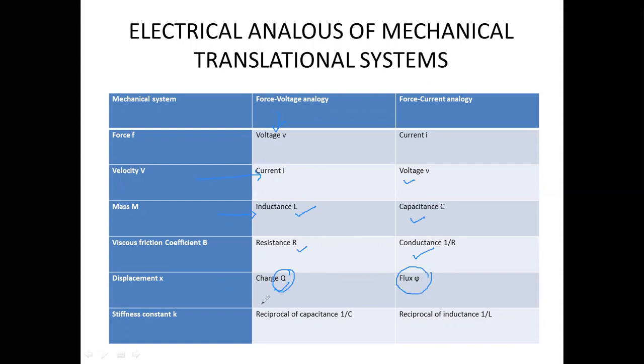Understood? So the stiffness constant K, in the case of force voltage analogy, is represented with the reciprocal of capacitance, that is 1 by C, the reciprocal of capacitance. And in the case of force current analogy, it is 1 by L, the reciprocal of inductance. You need to remember these things to convert a mechanical translational system to its equivalent force current analogy or force voltage analogous system. Understood? So please do remember these things.